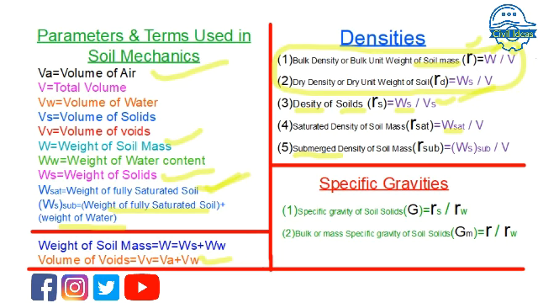And the submerged density of soil mass. This is the submerged weight to the total volume. This is the saturated soil, and this is the submerged weight of soil mass. So this is the basic difference between these two.